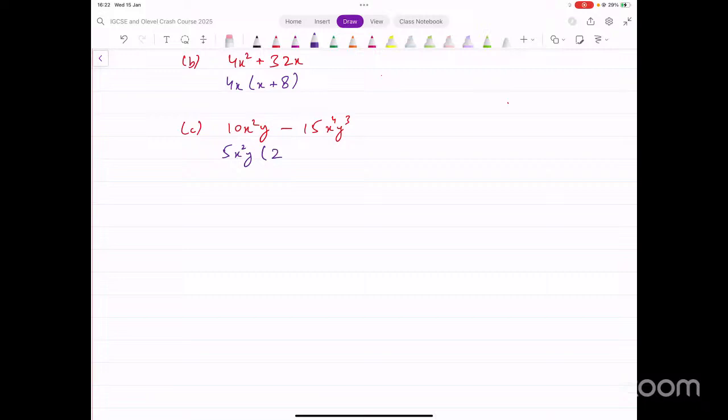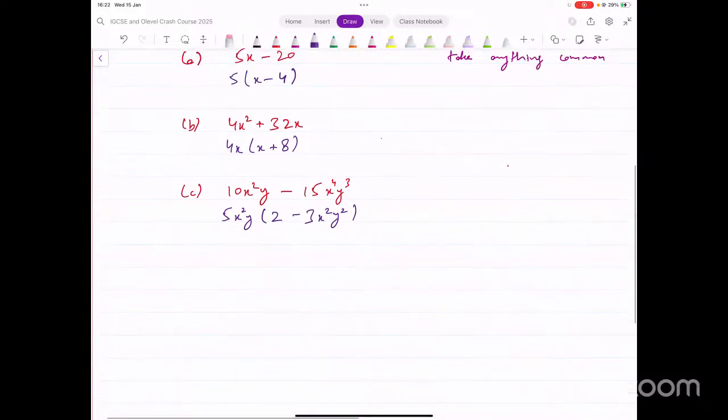So you've got 2 left here. X squared is already taken common outside. We can't write that. Y is also taken common outside already. We can't write that. Minus 15 divided by 5, what's that? That's 3. X power 4, we have taken x squared common outside from that already. That leaves us with x squared inside. And from y cubed, we have taken y common outside. That leaves us with y squared as the second term. And we have minus 3x squared y squared. This is factorized form. Okay, so that's the idea.